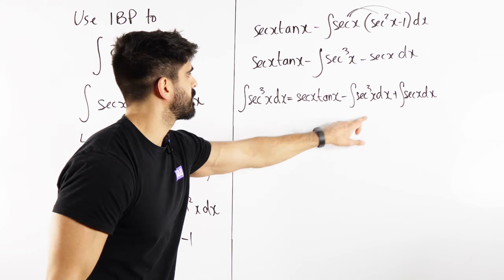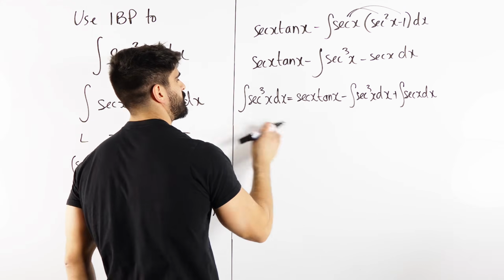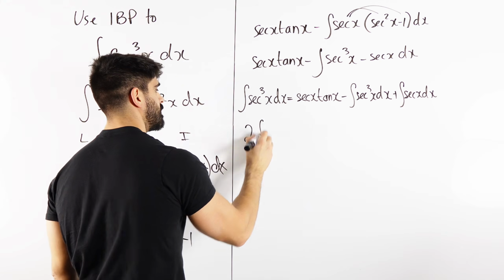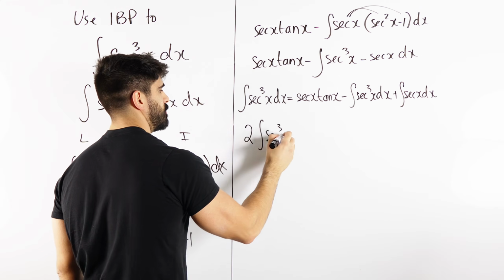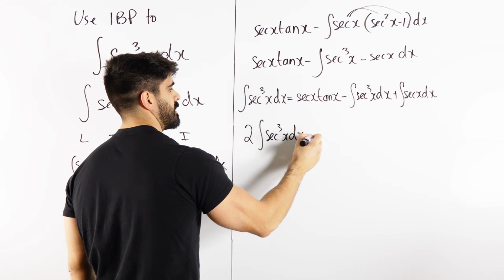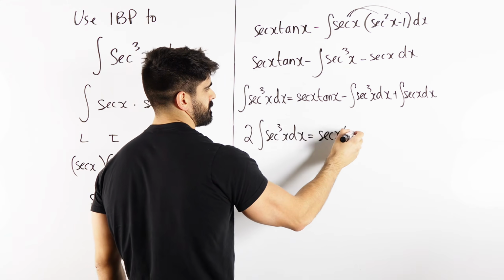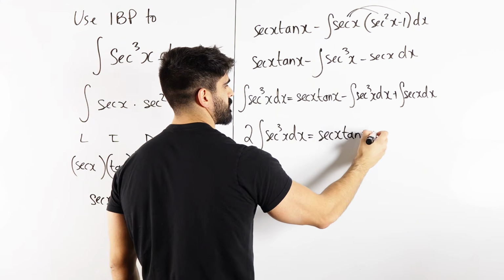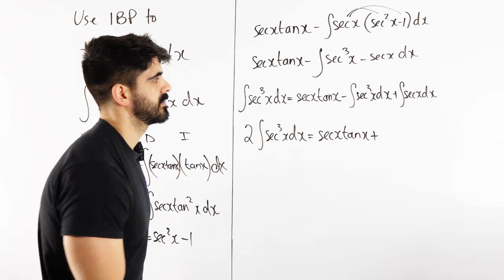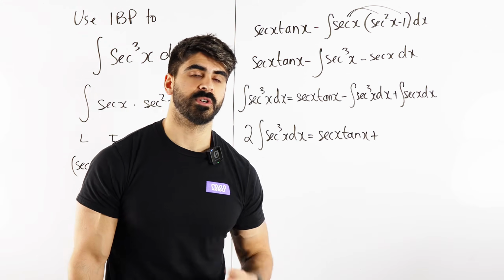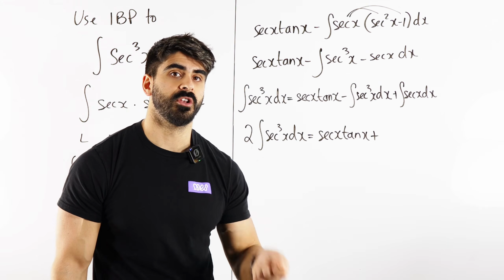Okay? That can come to this side, and we'll have two of them. So we have 2 times the integral of sec cubed x dx is sec x tan x plus the integral of sec x dx. Now, this is a standard integral. It's a reciprocal function. It's going to be ln.